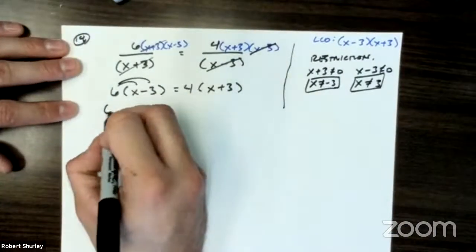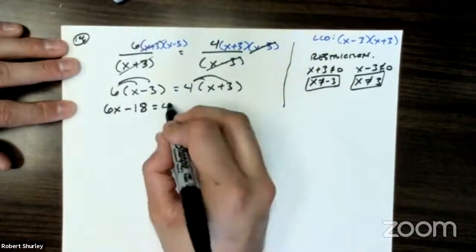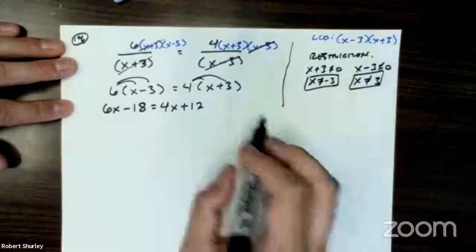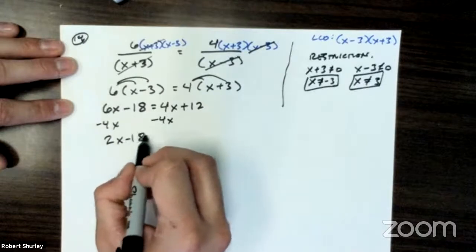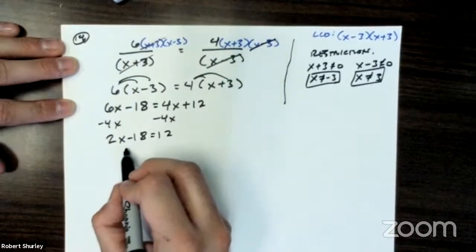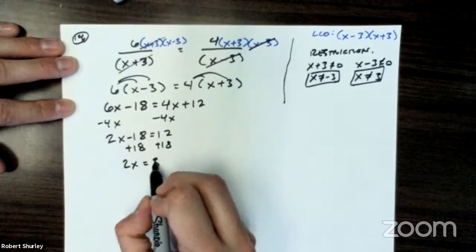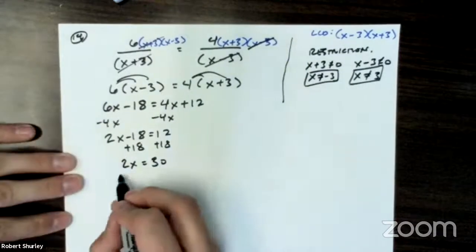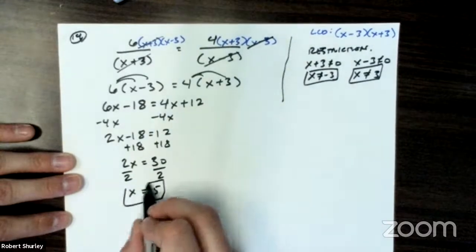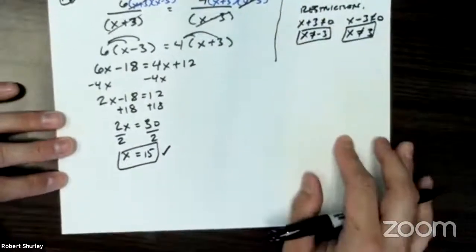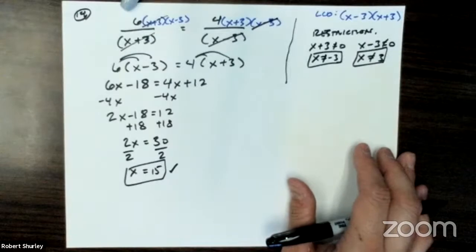So let's multiply the 6 through. We get 6x minus 18, okay? Then multiply the 4 through, we get 4x plus 12. And we just solve it out. So subtract the 4x, and I get 2x minus 18 equals 12. Add the 18, and I get 2x equals 30, right? And divide by 2. Now I wind up with x equals 15. Hey, that's not a restriction, so that's going to be our solution. Okay? That worked out well. Kind of neat, kind of cool.